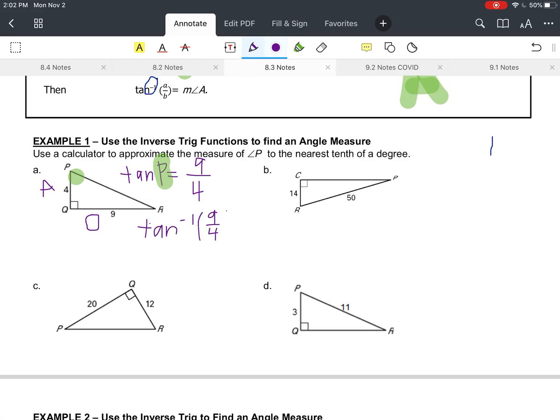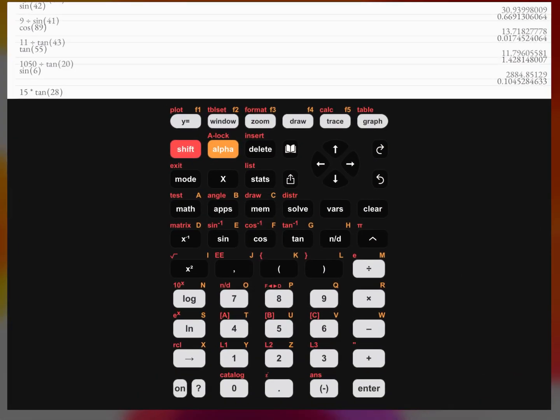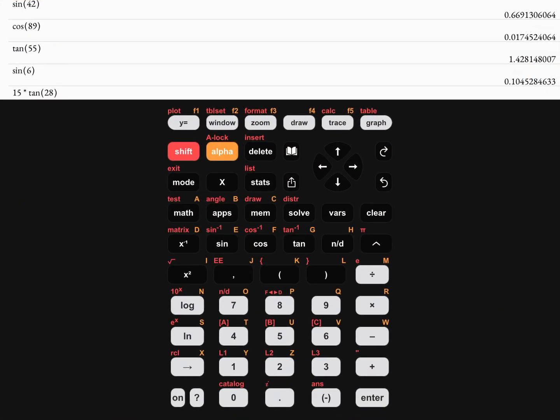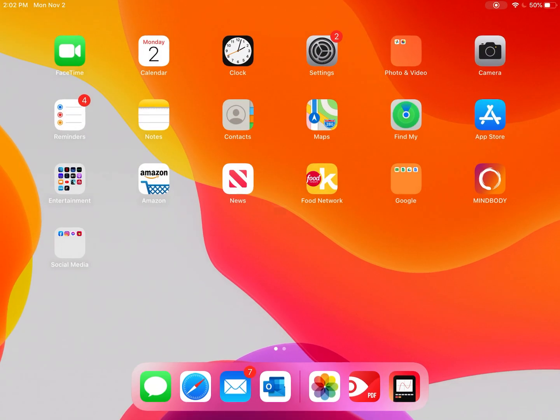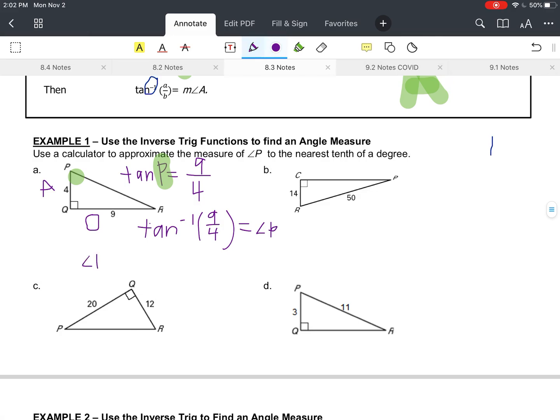Well, now I want to find out what P is. So I'm going to write the tangent inverse of 9 over 4, so you switch them, and that'll give me what angle P is. Now, on your calculator, instead of just pressing the tan button, you'll see above TAN is TAN to the -1. So to get that button, you're going to press Shift and then tangent, and then type in the fraction, which in this case is 9 divided by 4. Then press Enter, and it says round to the nearest tenth of a degree. Well, 66.03, we'll just round to 66.0. So angle P is about 66.0 degrees.